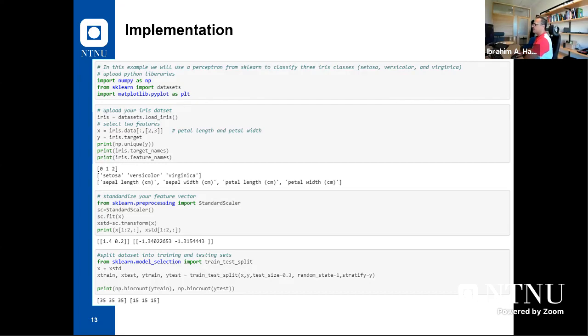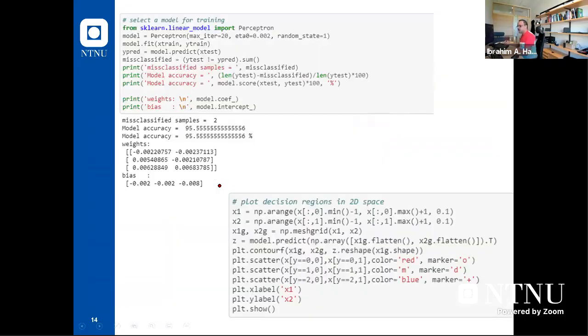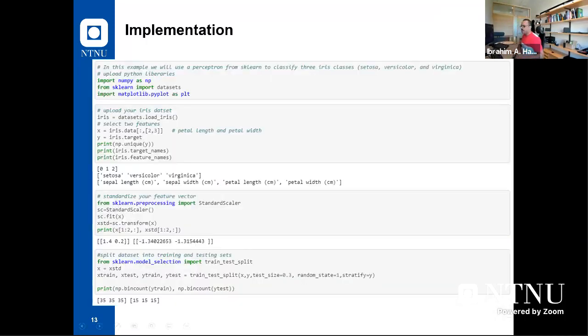For the input features, I will use the third and fourth features, petal length and petal width. Of course, as we mentioned, we need to normalize or standardize my input features. So I will import StandardScaler from sklearn preprocessing. But it's not very important to use it, because in fact we can just do it directly.